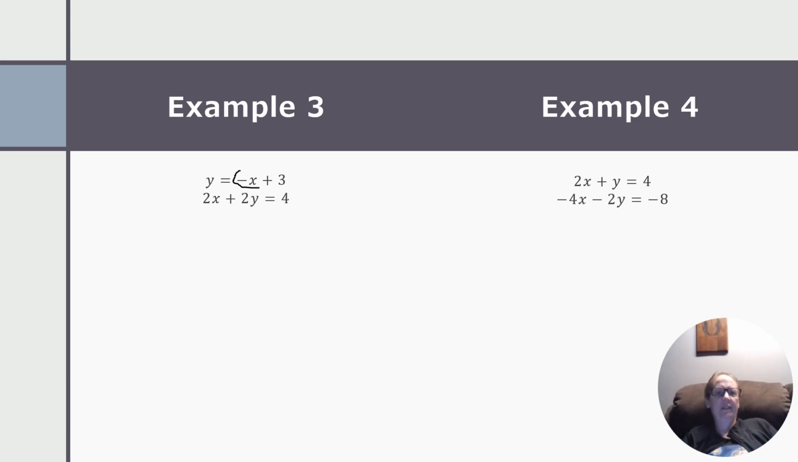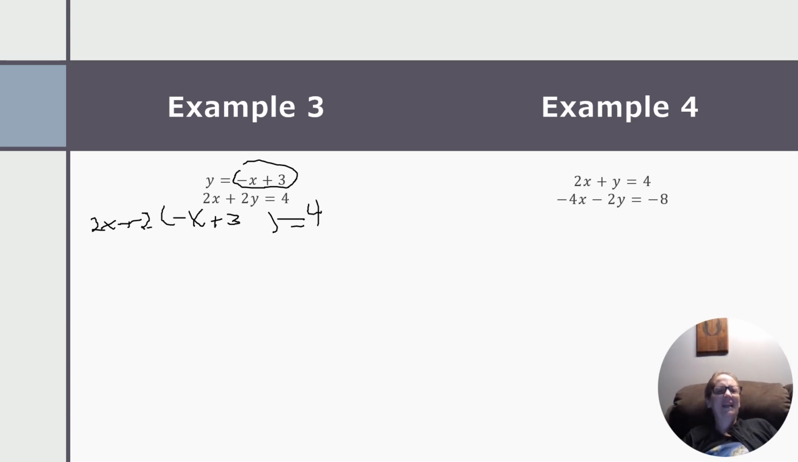Again, this one's already solved for y, so I can plug that in. So I have 2x into that second equation plus 2 parentheses equals 4, and I have -x plus 3. This is a 2 out here, by the way. I'll try and fix that. There we go, kind of can see.